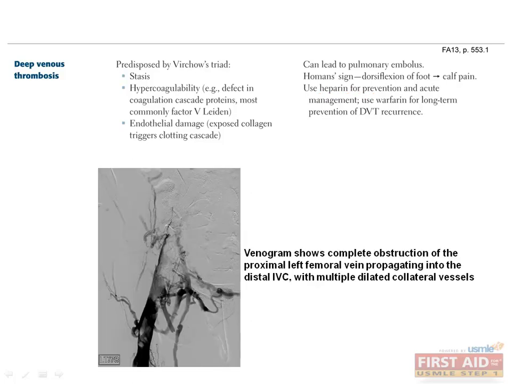This venogram is from a 15-year-old girl taking oral contraceptives whose left leg became severely swollen after a long plane ride. As you can see, there is proximal obstruction of the left femoral vein, propagating to the distal inferior vena cava with multiple dilated collateral vessels.